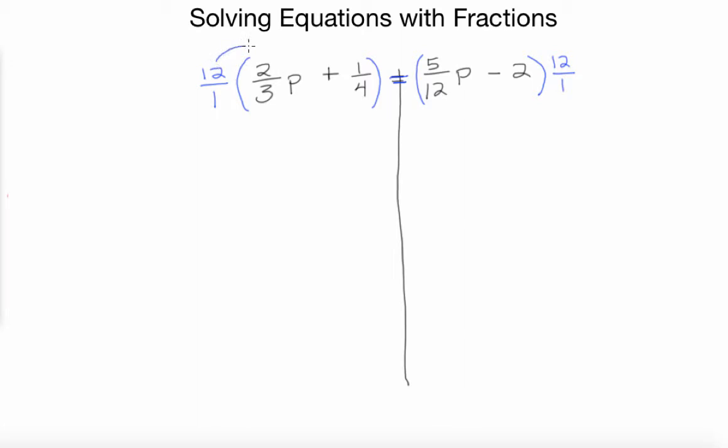So I use the distributive property. 12 times 2 is going to be 24 over 3p. 12 times 2 is 24, 1 times 3 is 3. And then we distribute the other one. There we go. 12 times 1 is 12 over 1 times 4 is 4. Now I got the other side. Let's distribute this 12. 12 times 5 is 60. And 1 times 12, as that's multiplied by p. And minus 12 times 2 is just 24.